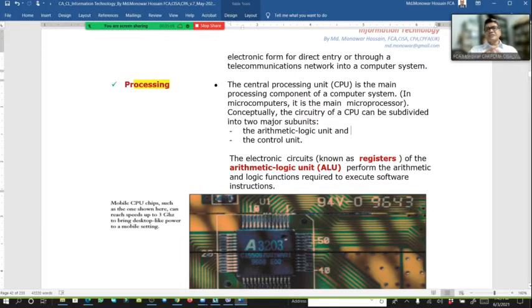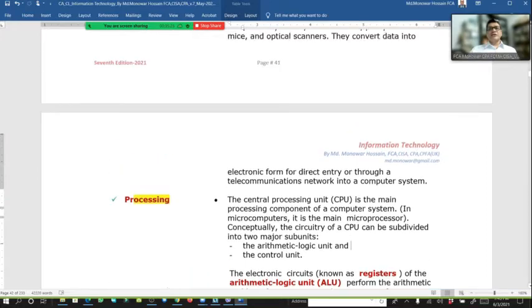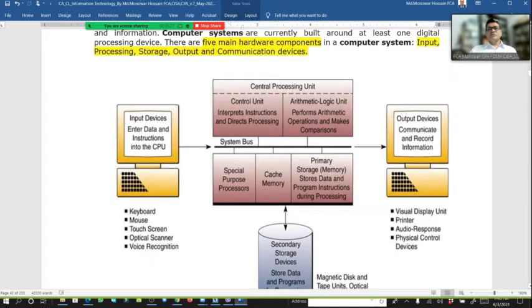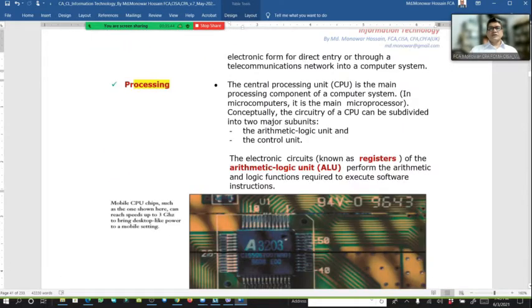the CPU is the main processing component of a computer system. Conceptually, the circuit of the CPU can be subdivided into 2 major subunits. One is the arithmetic logic unit, another is the control unit. So this we have seen here, the CPU. This CPU is the total main processing unit of the computer, and this unit is also divided into 2 subunits: one is the control unit, another is the arithmetic logic unit.